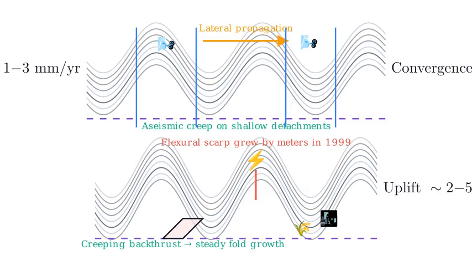Uplift of a few millimeters per year in the middle of some folds matches steady creep. Elsewhere, segments lock and release in earthquakes. Hazard awareness focuses on both scarps and warping.